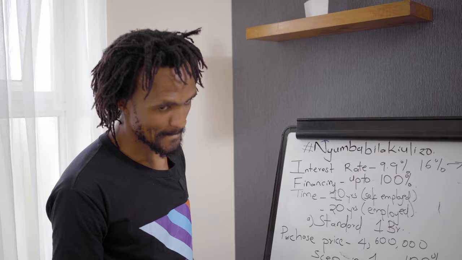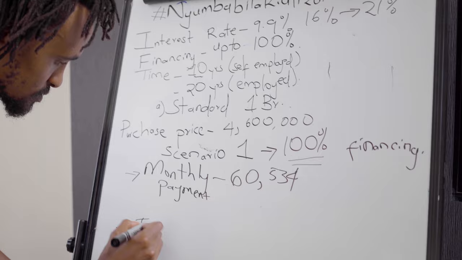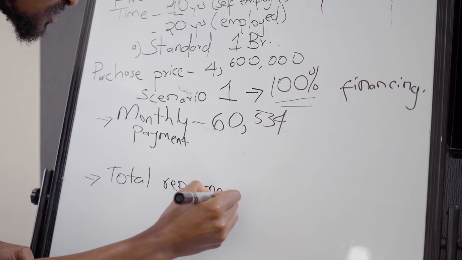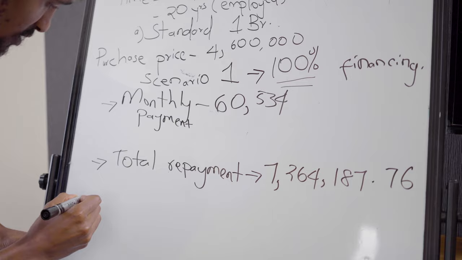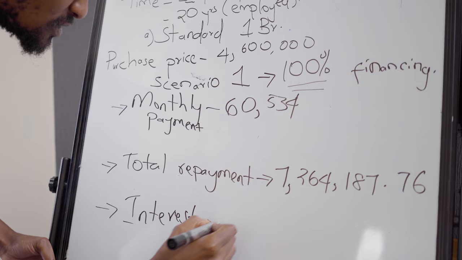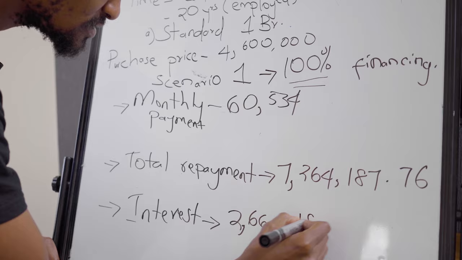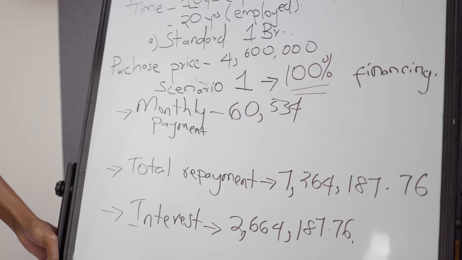The totals: it says that you will spend 7,264,187.76 in total. The interest that you'll repay in total is 2,664,187.76. That's how much interest you'll pay. The principal is 4.6 million. Wow. So what does this mean?